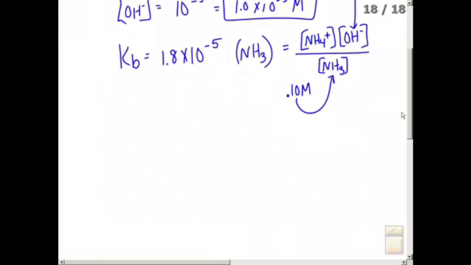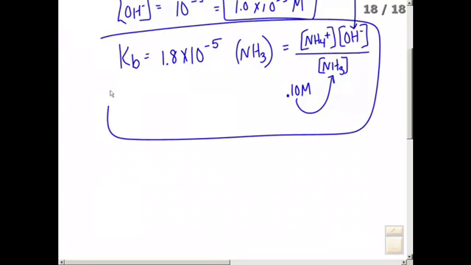Okay? Now your book did it slightly different. They rearranged that formula right there to solve for the ammonium ion. So basically they took this and they rearranged it. That's all they did. Okay? So they said that the NH4 ion concentration would be equal to your Kb, which is 1.8 times 10 to the negative 5.